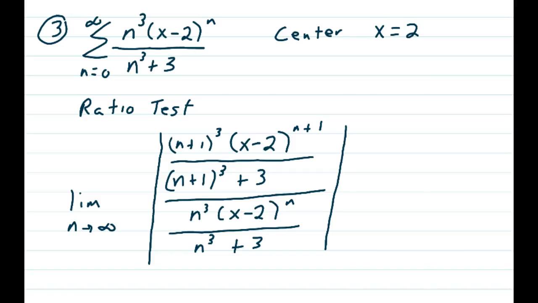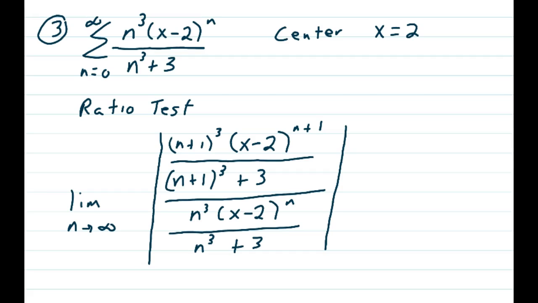Problem 3. Summation n is equal to 0 to infinity of n cubed (x minus 2) raised to the nth over n cubed plus 3. It's a power series where the center is at x equals 2. Looking at that x minus 2, if you set that equal to 0, you get x equals 2. Not geometric, so we're going to use the ratio test.